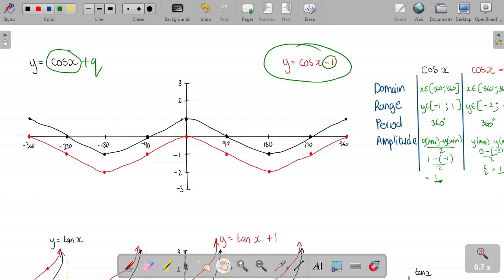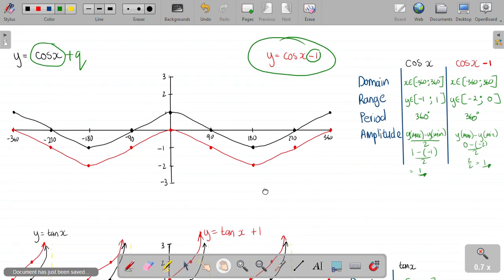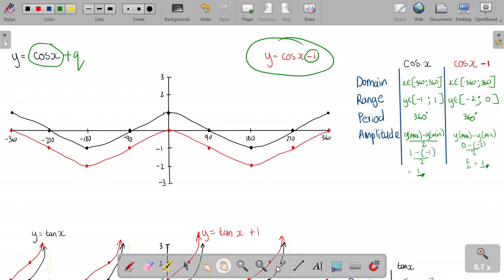Let's answer the questions that they love to ask: domain, range, period, and amplitude. There is a video in the playlist where I explain in great detail how to answer these questions: domain, range, period, and amplitude. So let's go ahead and answer them for the cos graph and the shifted graph.